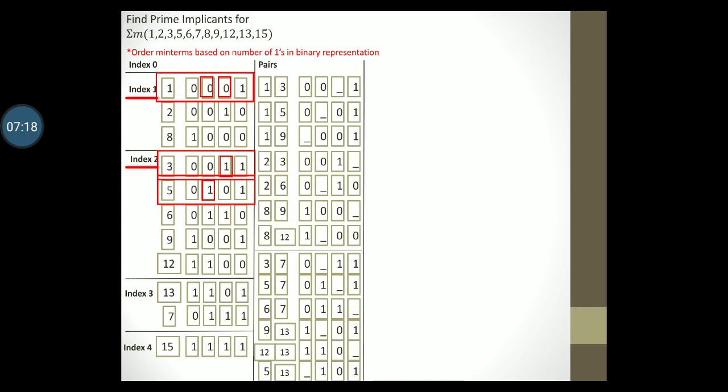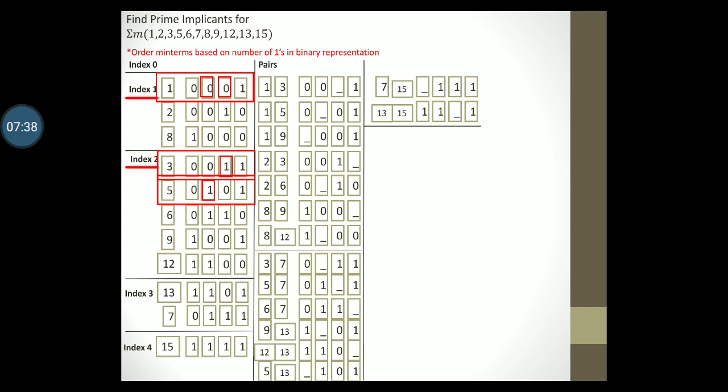Now we combine minterms from index 3 and index 4. So we get 7, 15 and 13, 15, and this completes all the indexes and all the pairings.